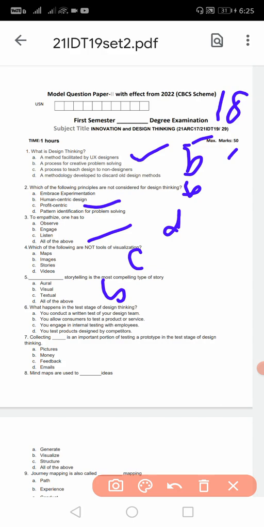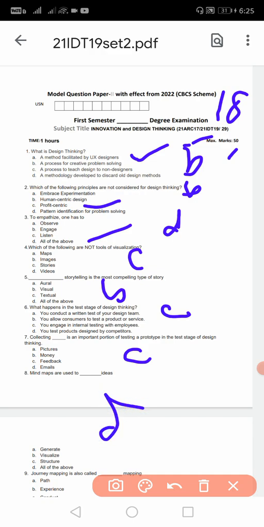Next, what happens in the test stage of the design thinking? For the sixth one, the answer is C. It is you engage in internal testing with the employees. Seventh one, collecting dash is important. This is feedback, it is a repeated question, 7C. Next, 8. Mind maps are used to dash ideas: generate, visualize, structure, all of the above. For 8th, the answer is D, so all of the above.